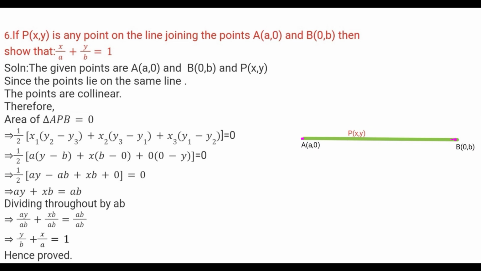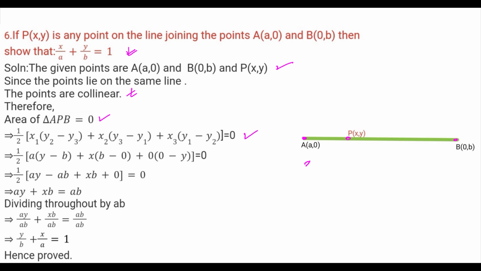Question is we're asked to prove, show that x by a plus y by b equals 1. So I've written here for us, and now because we know that these 3 points lie on the same line, which means can we say they are collinear? We can say, right? And if the points are collinear, there will be no triangle, no area of triangle, right? So since we're going to be using this area of triangle formula, area of triangle APB should be equal to 0.